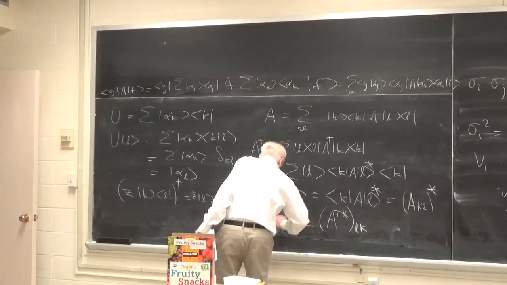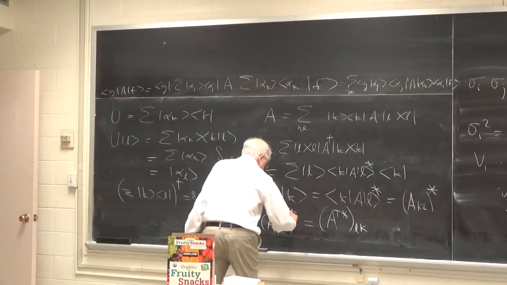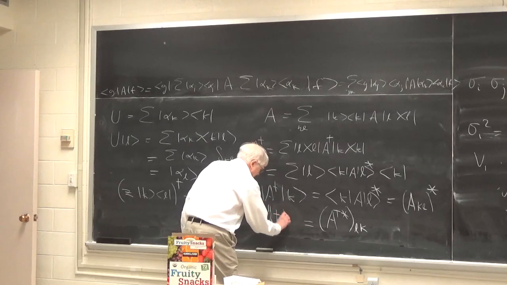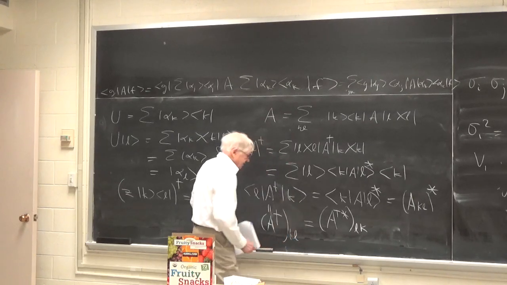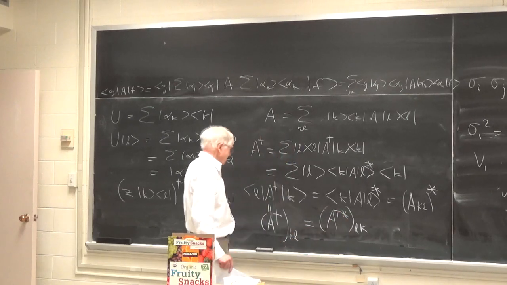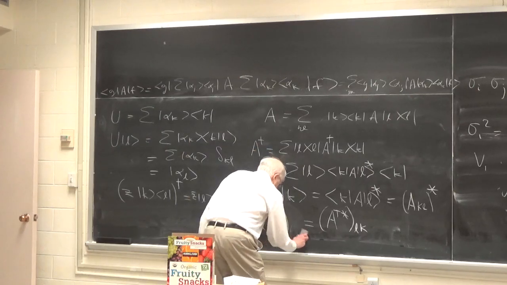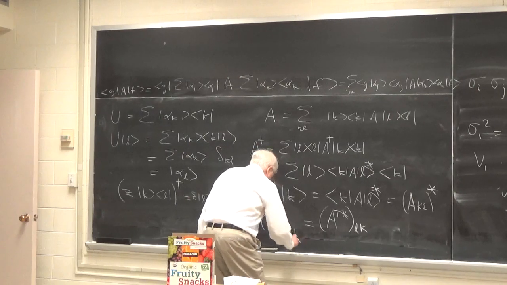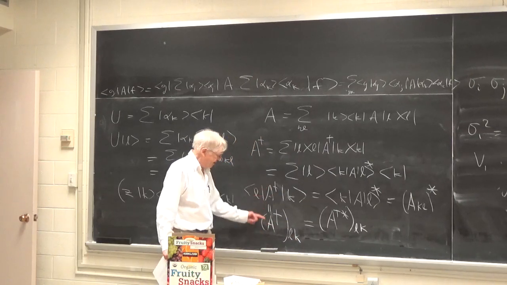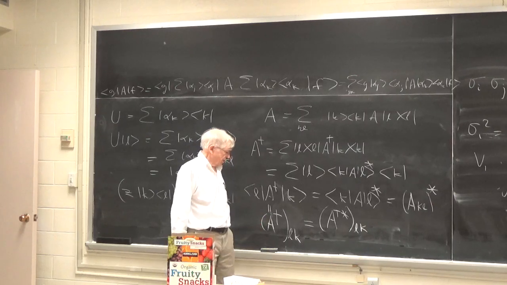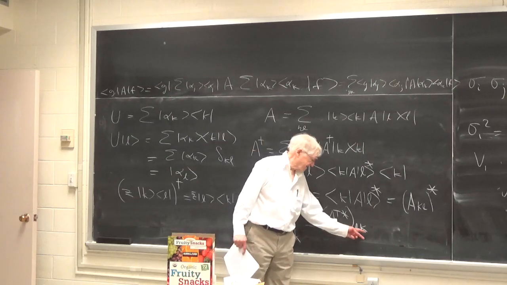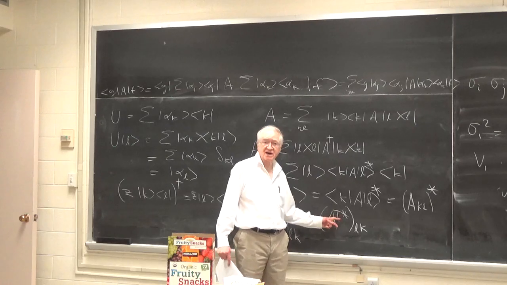So let me just make this a little clearer. A adjoint KL is A transpose complex conjugate LK. So this is the LK matrix element of the operator A dagger, or the LK element of the matrix A dagger, and it's also the ALK element of A transpose complex conjugate.